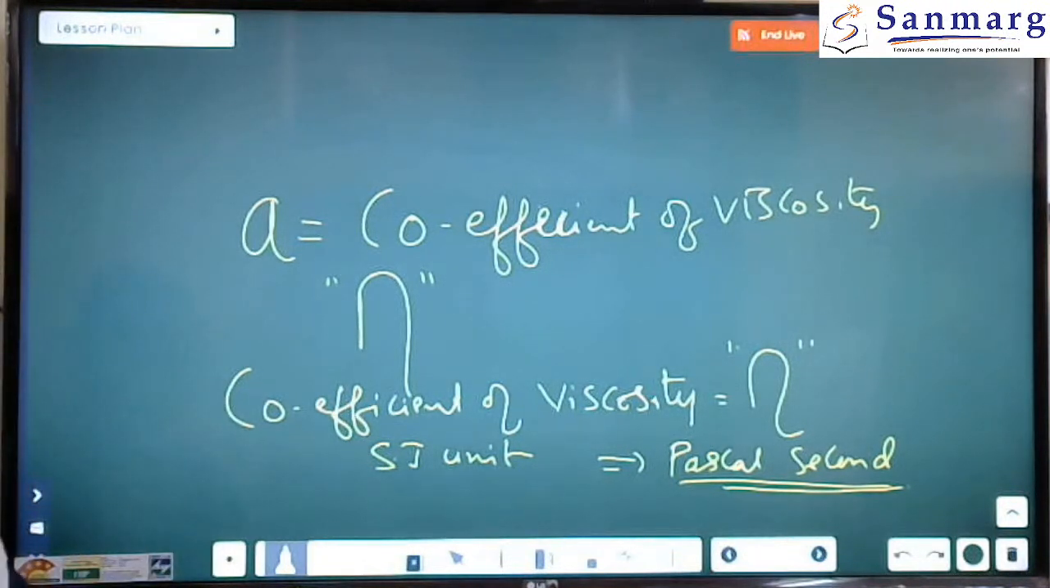So next class we will continue with the last part of states of matter, liquefaction of gases. So any doubt?